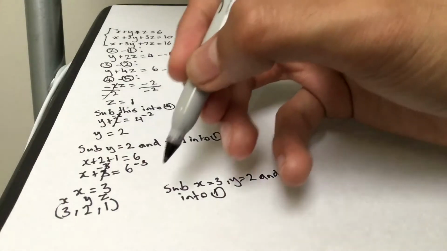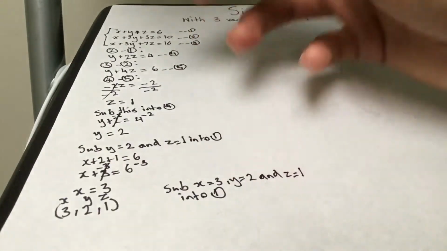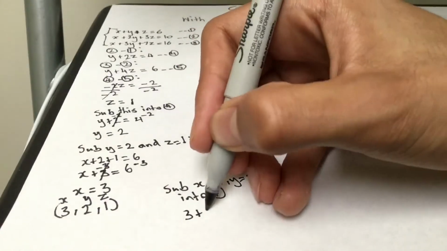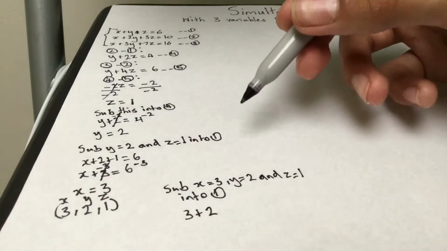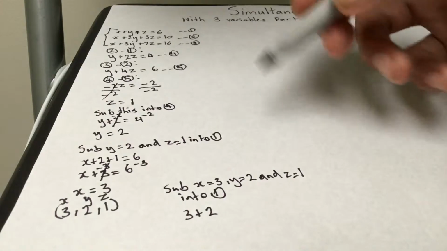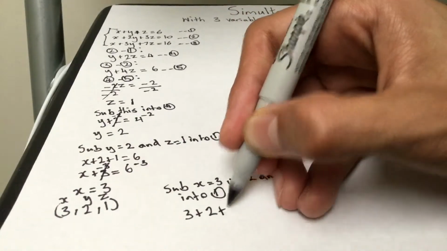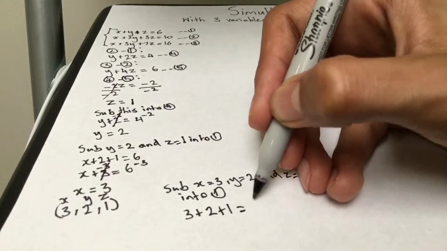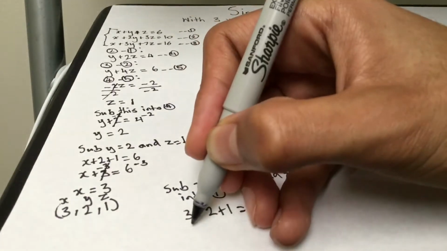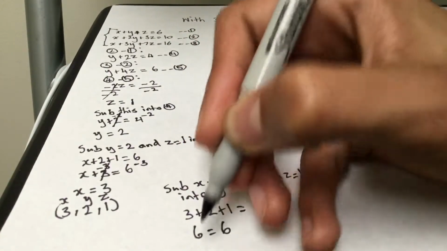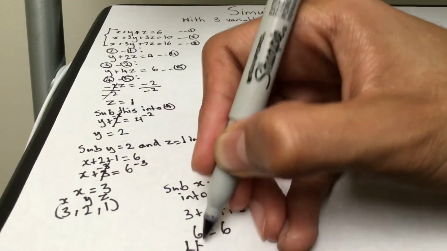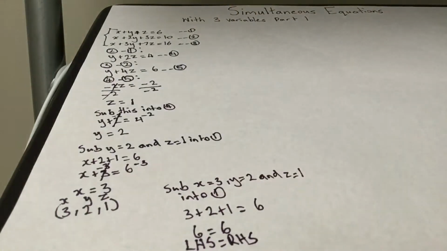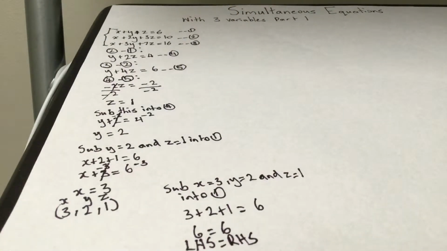points are right. So when we put x equals 3 into x, we get 3, and then y equals 2 into y, which is 2. And then when we put 1 into z, we get 1. So 3 plus 2 plus 1, which is 6. So 6 is equal to 6, which means the left-hand side is equal to our right-hand side. So we have satisfied our equation.